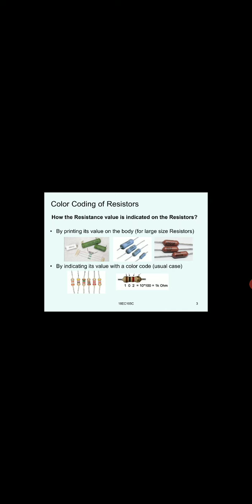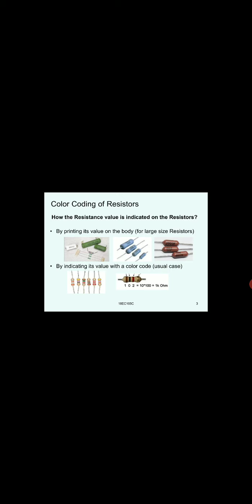Color coding of resistors. How the resistance value is indicated on the resistors. When the size of the resistor is large, it will be printed on the body of the resistor, like you can see in the figures. When the wattage and size of the resistor is large, you can print it on that. But when the size is shrinking down, you cannot write the letters on that. So we use color coding.